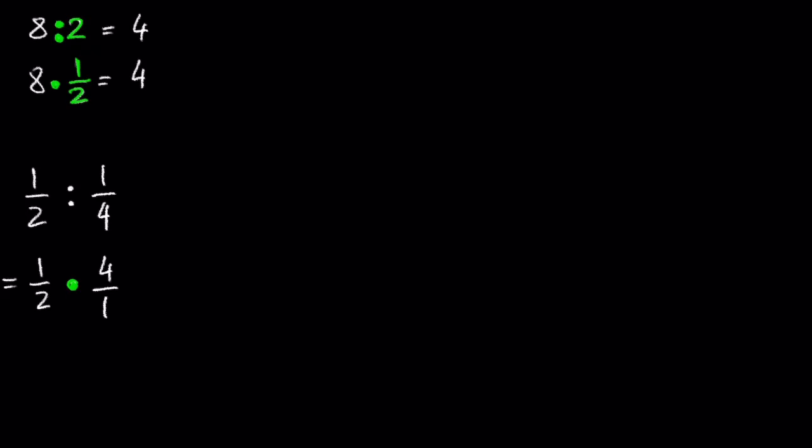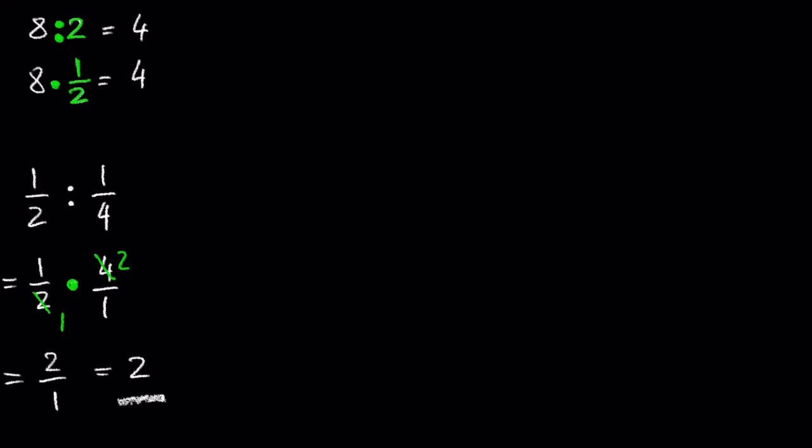Okay, what do we have here? 4 divided by 2 is 2, and 2 divided by 2 is 1. One times 2 is 2, and 1 times 1 is 1. 2 over 1 is 2 divided by 1, which is 2.